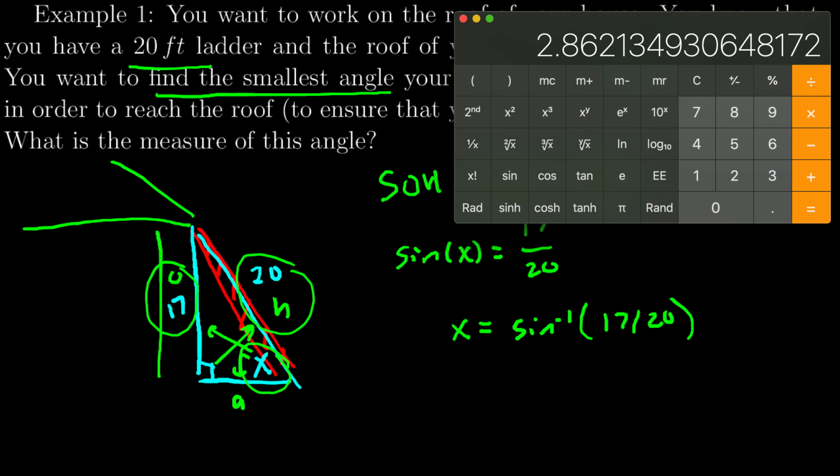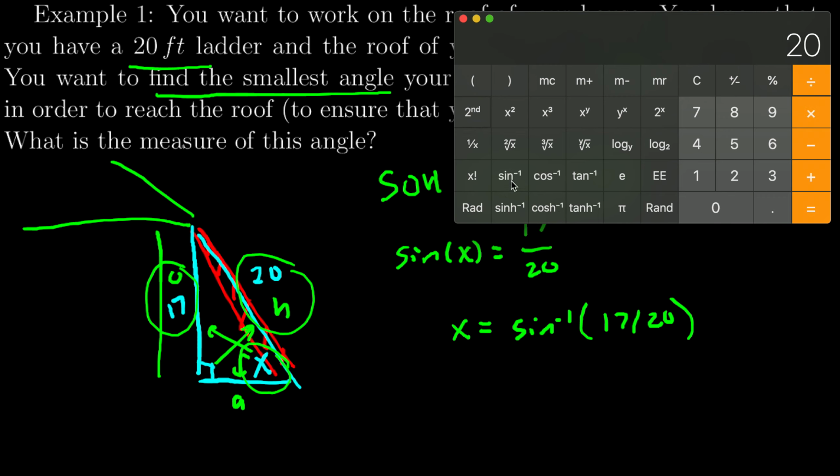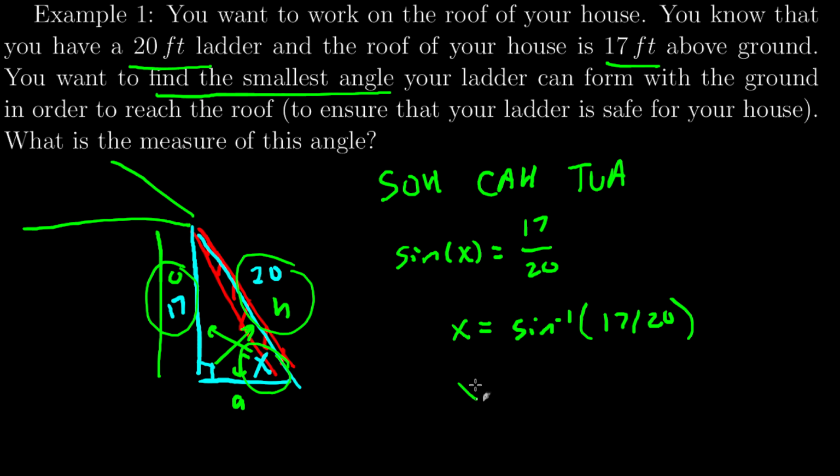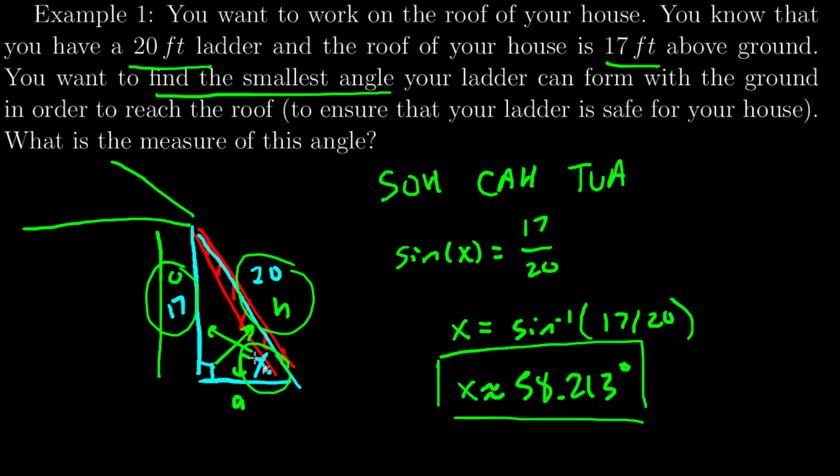I go to my calculator. I type in 17 over 20. I look for my inverse sine. It's not here right now. Press the second button. There it is. And the inverse sine, well, let me press equals on that, 0.85. Inverse sine of that is 58.213 degrees. So x is approximately 58.213 degrees. Now, this is pretty far from the base, pretty shallow angle. I would be a little concerned about it slipping if I set it up that way.